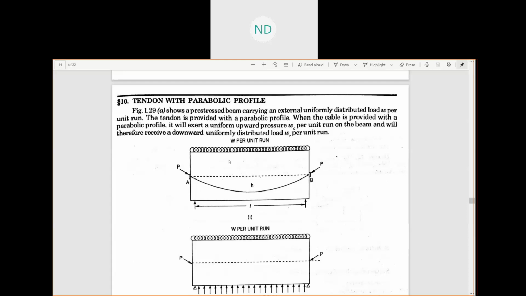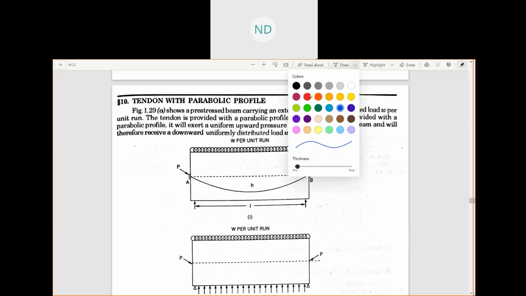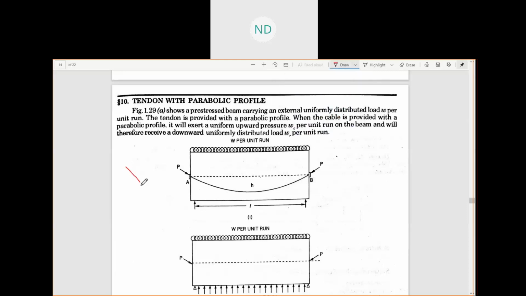A pre-stressed beam. This is a pre-stressed beam which is carrying an external load, which is your W per unit run. Okay. And what is happening? The tendon which is provided is bent, and its shape is parabolic. Earlier we had done a problem on the bent tendons, and your tendons were in this way. Now we are going to talk about the tendons which will have a parabolic profile.